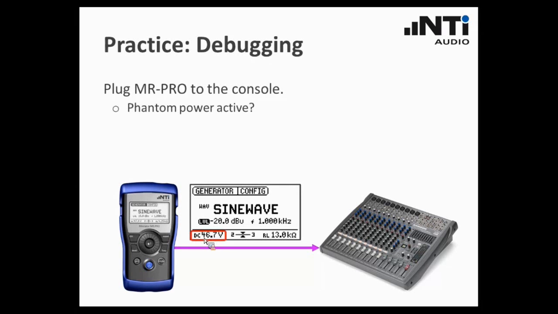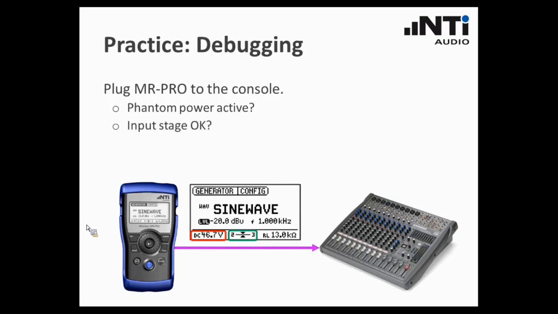The next step would be to verify whether the mixing console, for instance, is generating phantom power. Especially if you have a microphone that requires phantom power, it's of course essential that it is present at this point, and the MR-PRO shows you this voltage on its display.